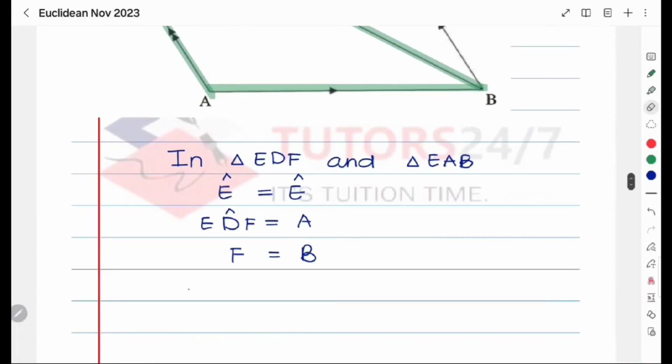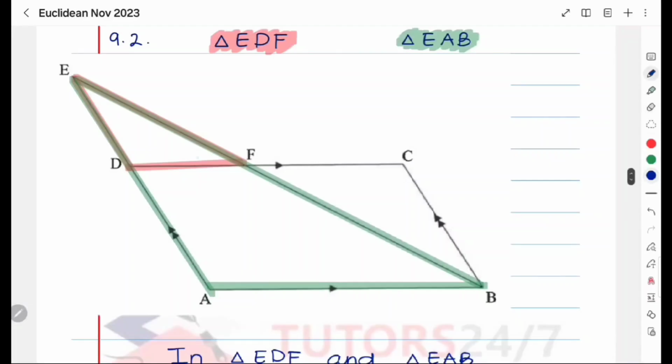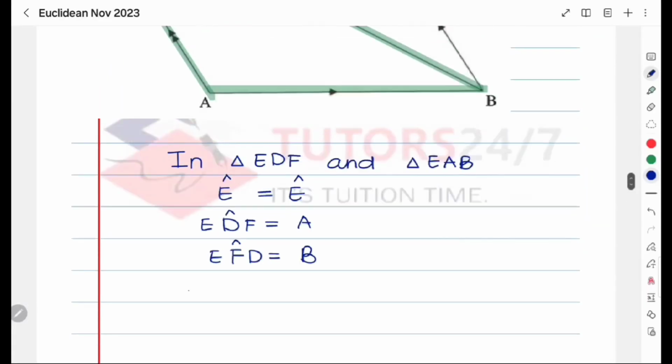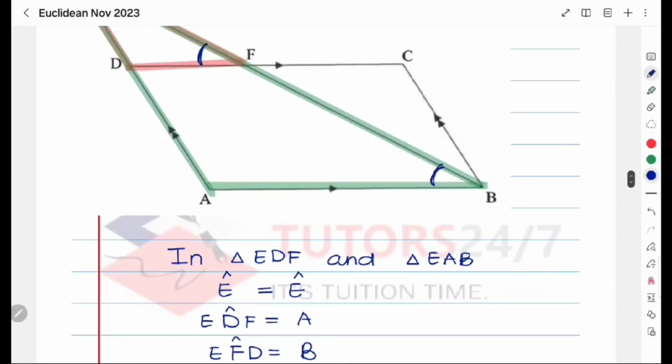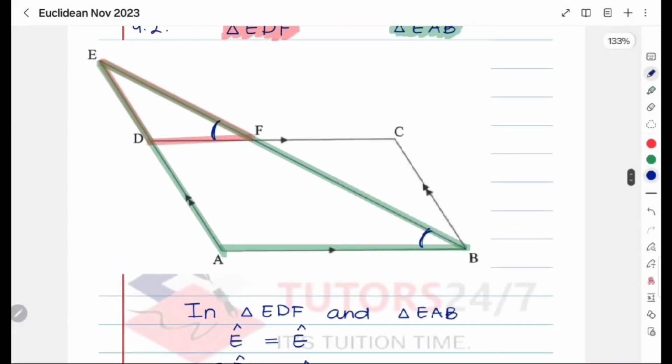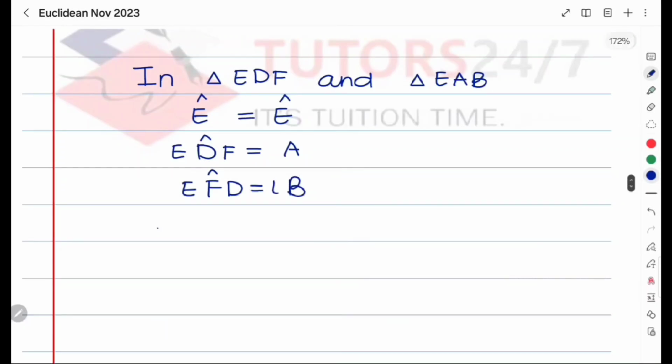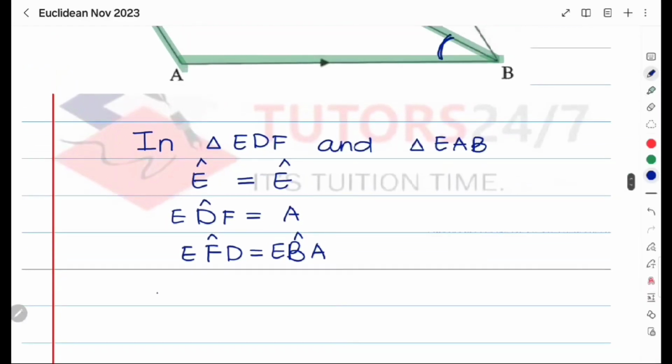Then angle F in the red triangle. This is the angle F in the red triangle. It is not the whole of F. It is just a small piece of it. So we are going to call it EFD. And lastly, angle B in the green triangle. It is not the whole of angle B, but a piece of it. So we are going to call it EBA. And those are our angles.